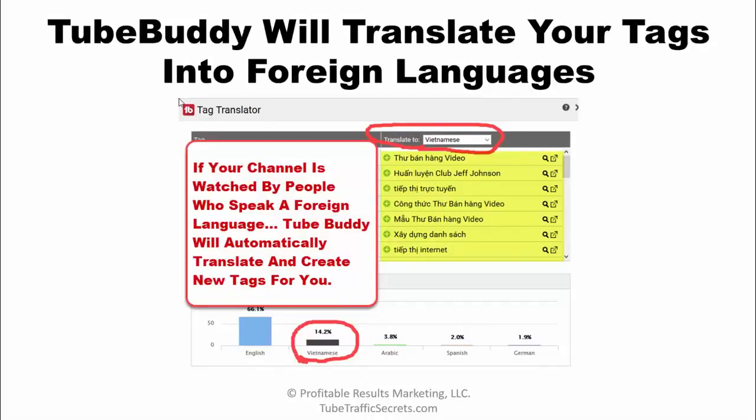If you own TubeBuddy, then they will translate your video tags for you, which is a great idea. So let's say you're looking at your videos and TubeBuddy tells you, hey, 14.2% of your people who watch your videos actually speak Vietnamese. Well, fire up TubeBuddy's tag translator and it will convert your existing video tags into foreign language tags for you. You can choose the language you want them to create. Now, they don't automatically replace your existing tags, but it's a great way to add additional tags in different languages so you make it easier for both YouTube and people of other languages to discover and recommend your videos.